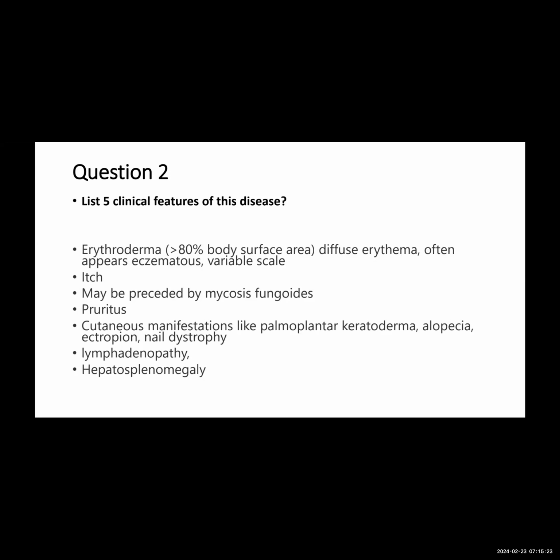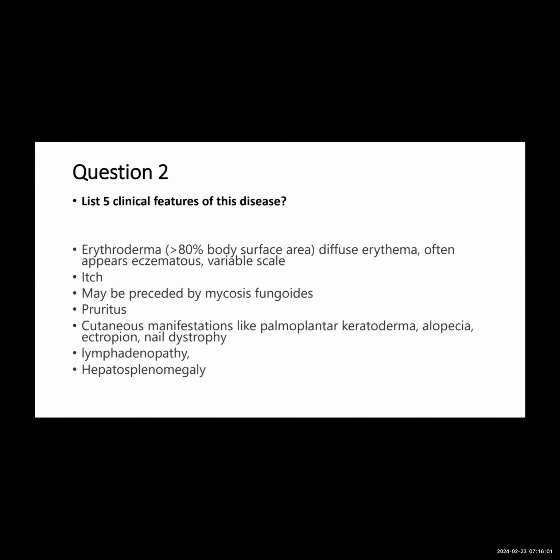Question 2 says, list 5 clinical features of this disease. The clinical features include erythroderma, which we have mentioned, affecting more than 80% of body surface area. They have a diffuse erythema, which appears eczematous with variable scaling sizes and types. Patients might have itching. In some cases too, there might be a preceding history of mycosis fungoides. In the past, it was even agreed that mycosis fungoides is the same as Sezary syndrome.